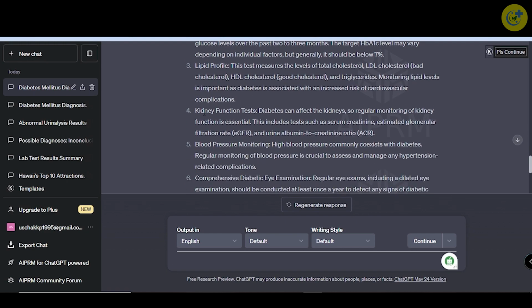Fourth one, kidney function test. Diabetes can affect the kidneys, so regular monitoring of kidney function is essential. This includes tests such as serum creatinine, estimated glomerular filtration rate, and urine albumin to creatinine ratio.